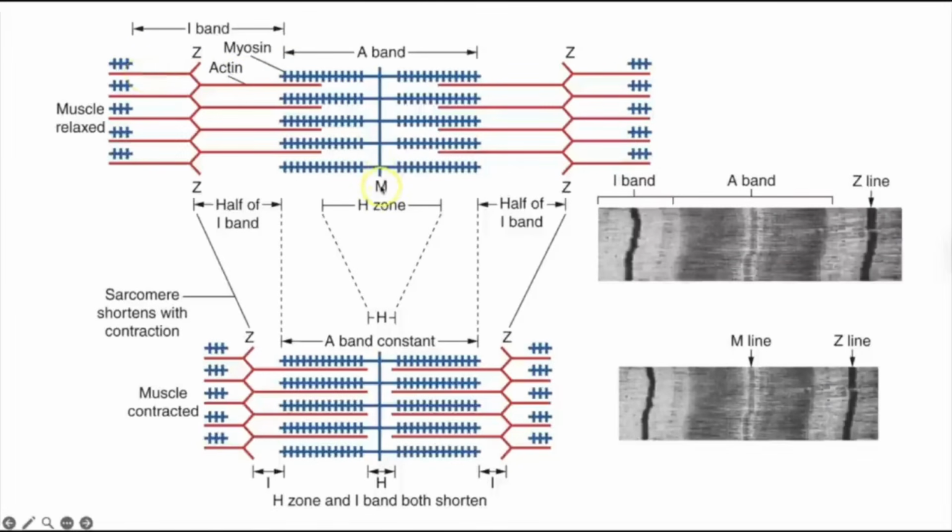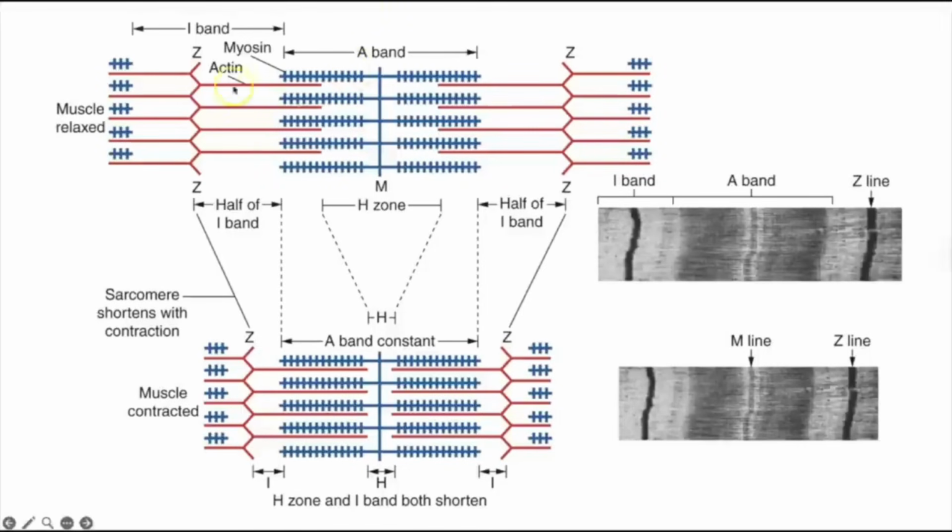We have an M line, which is the center of where the myosin is attached. We have an H zone, which is where you just have myosin without any actin overlapping it. So those are your key structures, all to do with basically whether you have actin by itself, myosin by itself, and where it's overlapping. And the kinds of questions you might get is, what happens to the size of those sections when a muscle contracts?